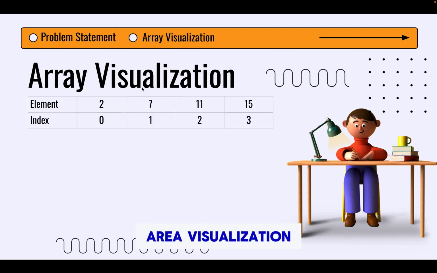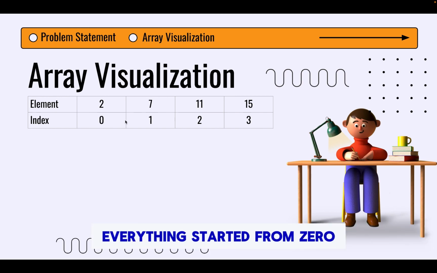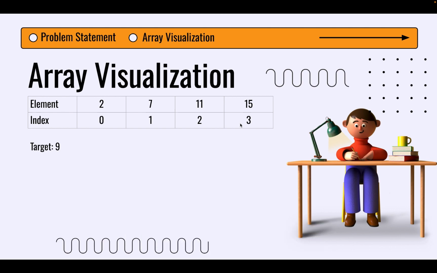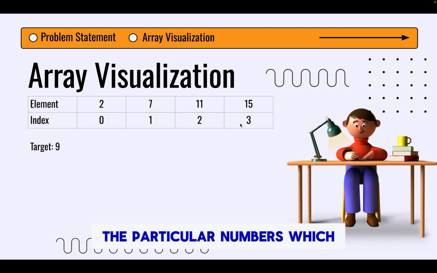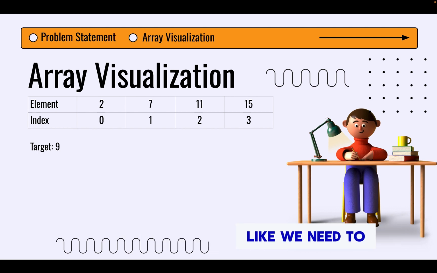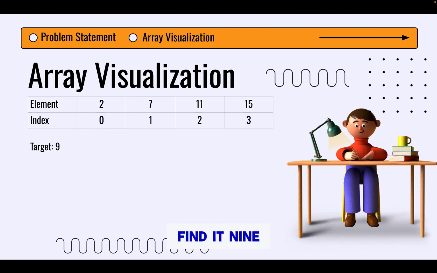So this is the array visualization. The elements we have in the basket are the numbers 2, 7, 11, and 15. Now we position them. In computer science everything starts from 0, so we have the indexes 0, 1, 2, and 3. Now our objective is to find the particular numbers which we can add together to become the target number. Like we need to find 9.